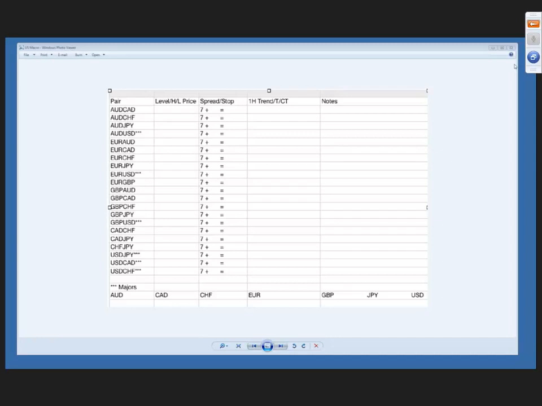So let's just kind of go through this. As you can see, all the pairs are alphabetized here. Down at the bottom, these are the majors. The reason we have the majors down here, Steve and Scott both taught you about fractional disparity. I'm just looking for another clue to help me have a higher probability of winning my trades. So I highlight the one that's the strongest, and then I circle the one that's the weakest.